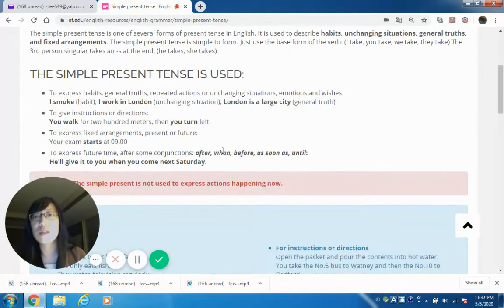So let's take a look at the simple present tense use. Number one, to express habits, general truth, repeated actions or unchanging situations, emotions and wishes. And here are example sentences. I smoke. That's a habit. I work in London. Unchanging situation. That's your job. London is a large city. It's a general truth. Or you could say London is a small city. That's also a general truth. It doesn't have to be the correct truth. It's just your opinion, or it could be facts.